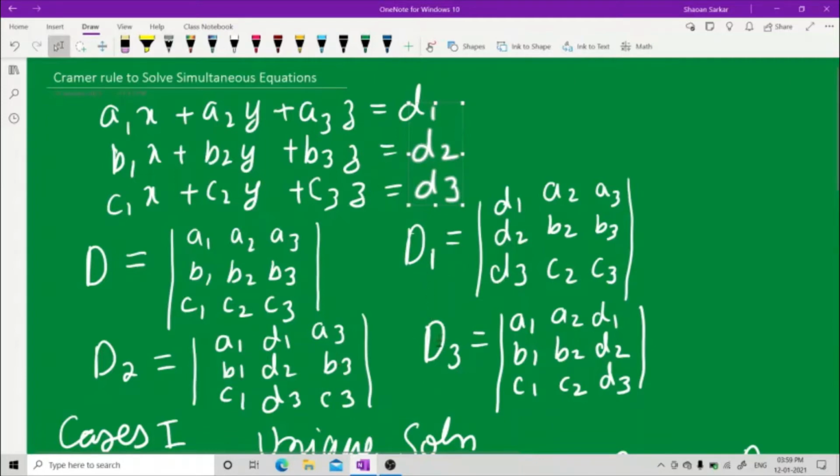Now, to find D3, you need to hide the coefficients of z. That means you need to hide this one, this one. Instead of that, you will write this column. So you will write a1, b1, c1, a2, b2, c2, d1, d2, d3.